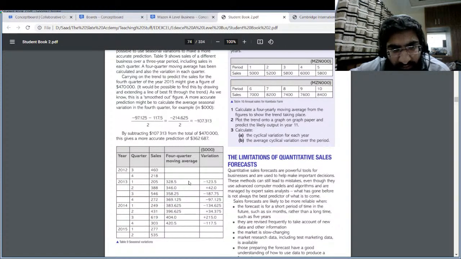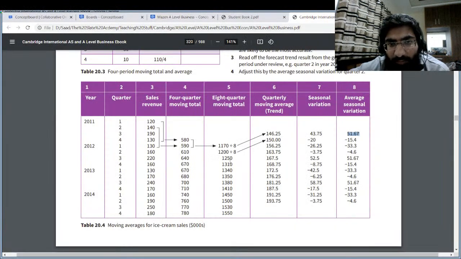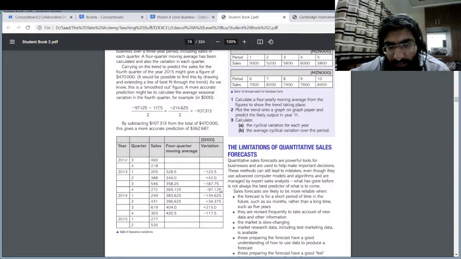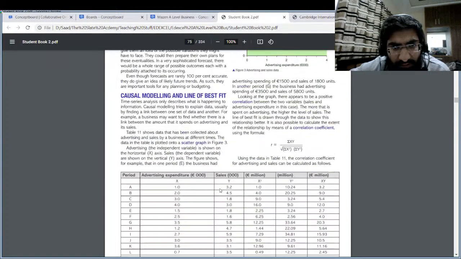This then is a 4 years moving average. They haven't given you moving total. They have directly calculated moving average. Moving average is the trend, and they've calculated the difference between the actual sales and the trend the same way. This other book, this Cambridge book that I showed you, shows all these things together in one place, whereas in your book it's given bit by bit, so it gets a bit confusing.